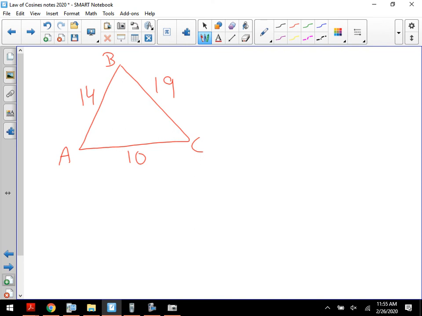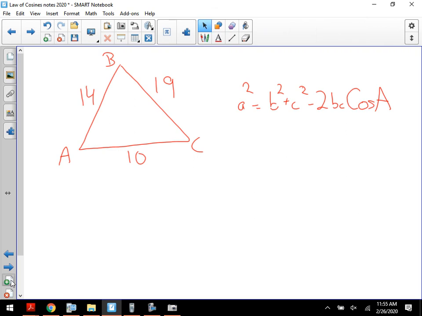This is the style where, which angle do you have to find first in this example? What angle would you find first here? A. Yeah, you'd find A. So right away, you know you'd have to use the A value for this one. You'd have to write out a squared equals b squared plus c squared minus 2bc cosine, and so on. Right? And then you would figure it out from there. All right. There's just the 4 of them.